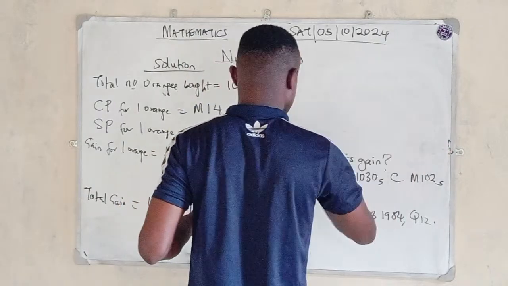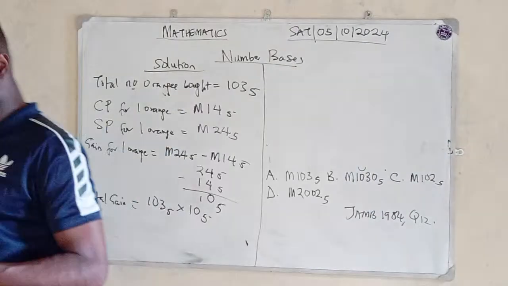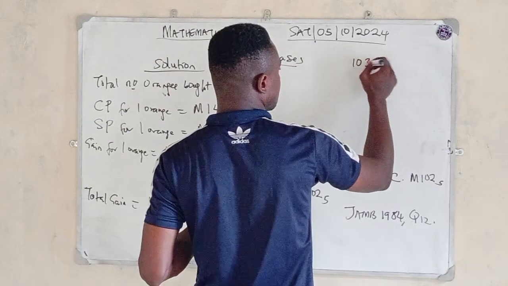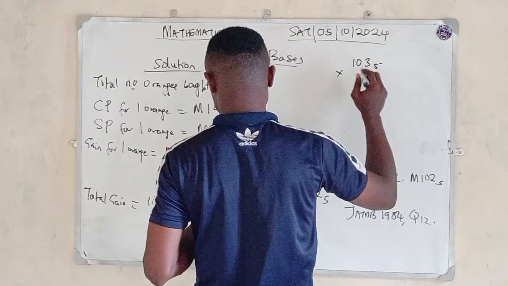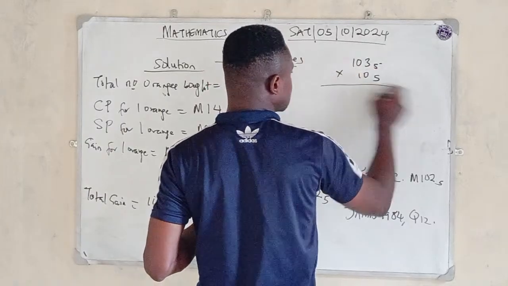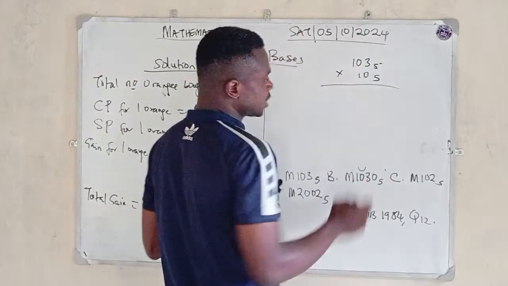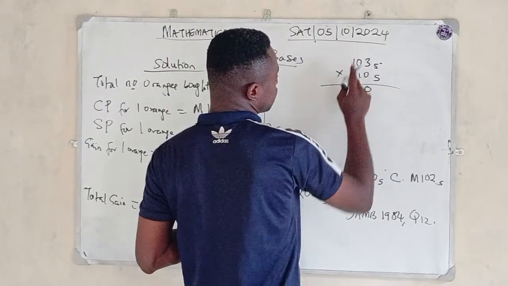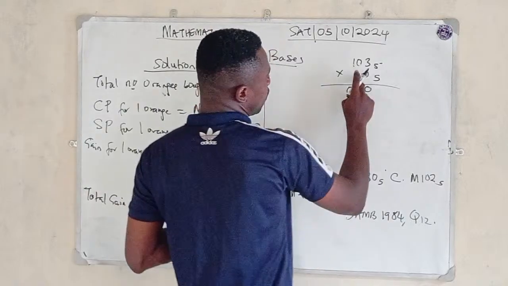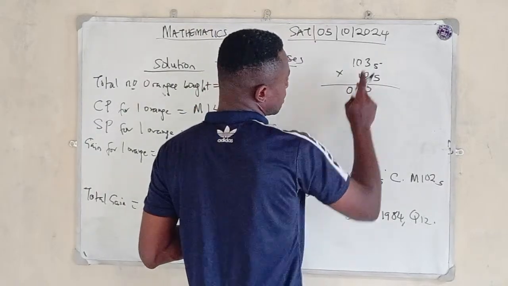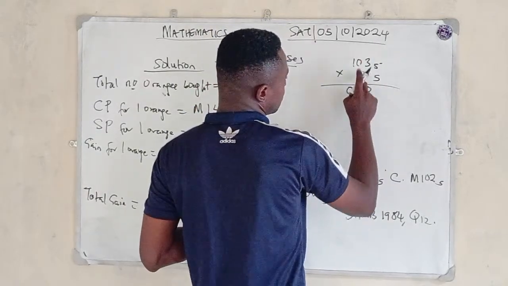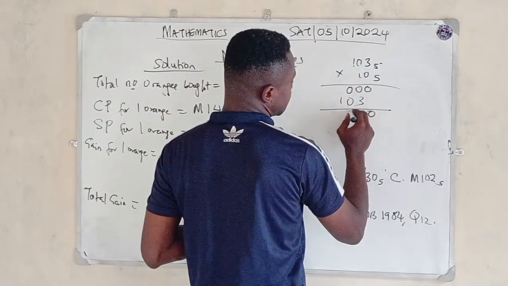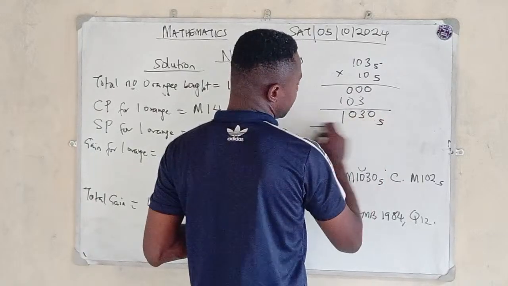Okay, so let me read the options. So we have 103 base 5 times 10 base 5. Let's go. 0 times 3 is what? 0. 0 times 0 is what? 0. 0 times 1 is what? 0. 1 times 3 is what? 3. 1 times 0 is what? 0. 1 times 1 is what? 1. This is 0, 3, 0, 1 to base 5.